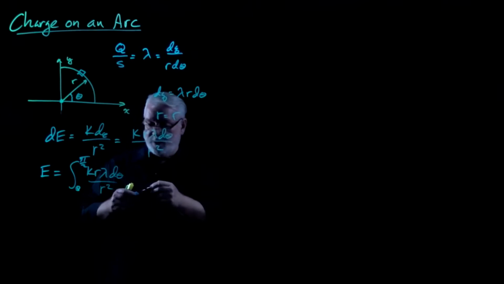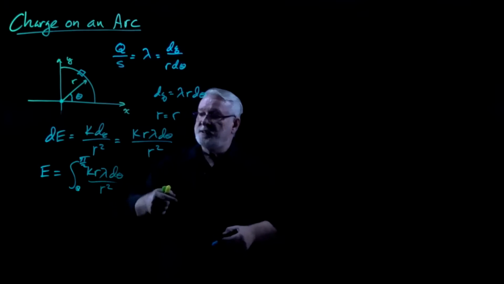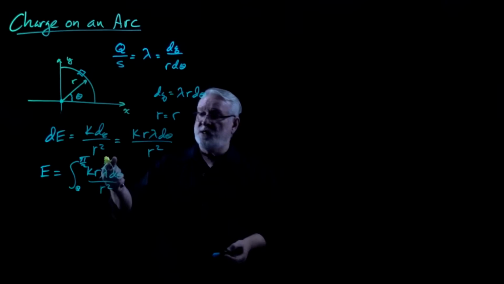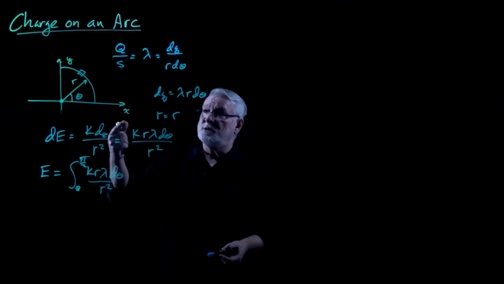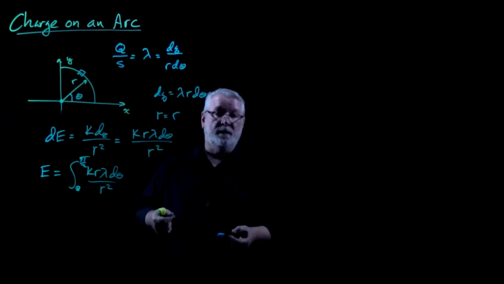Of course, the r and r squared can cancel, but what's most important in this one is that everything's a constant except for d theta. K doesn't change, the radius doesn't change, the lambda doesn't change because it's just a ratio of the distribution. So it's literally just going to be an integral of d theta.